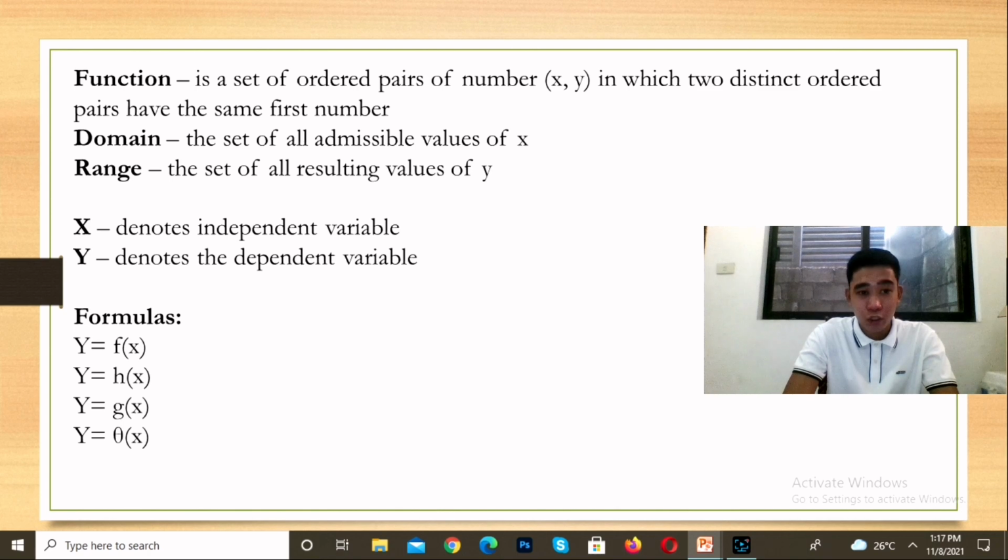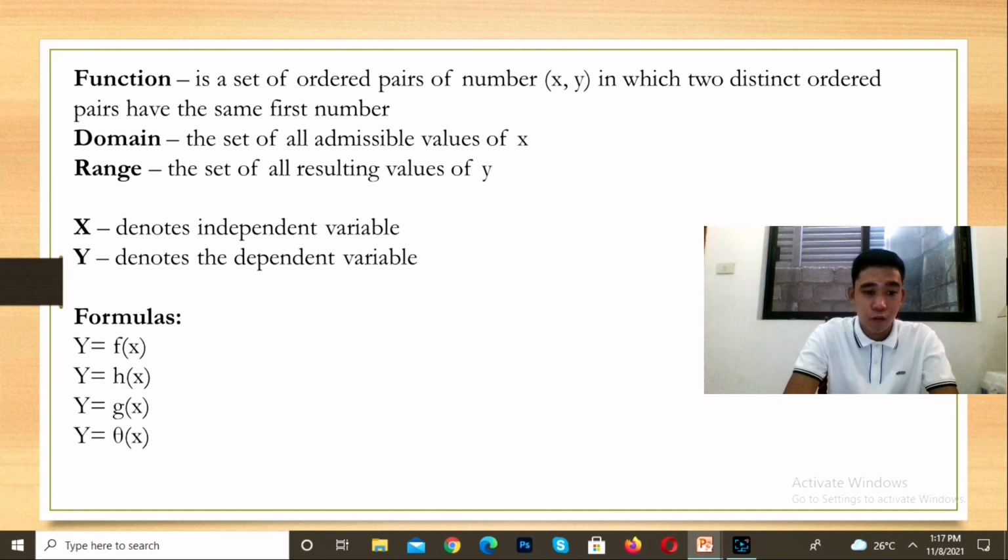First topic in Unit 1. A function is a set of ordered pairs of numbers x and y in which no two distinct ordered pairs have the same first number. Domain, the set of all admissible values of x. Range, the set of all resulting values of y. When we say x, it is denoted as the independent variable, and y denotes the dependent variable.